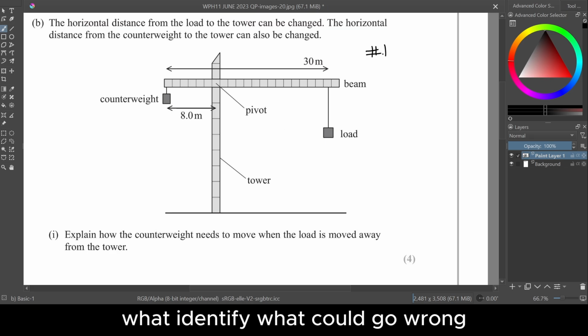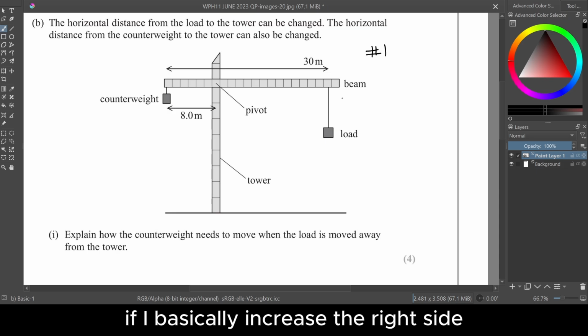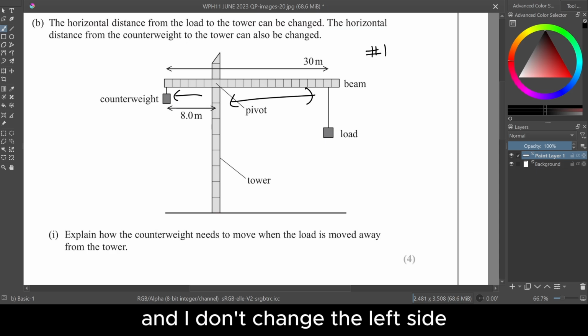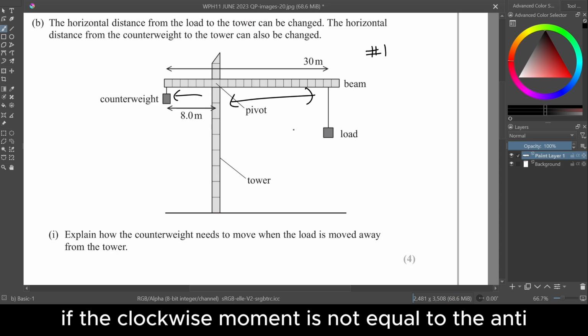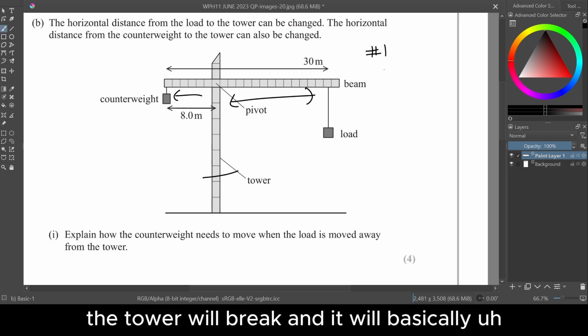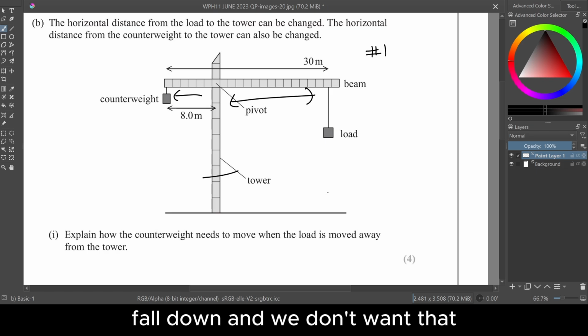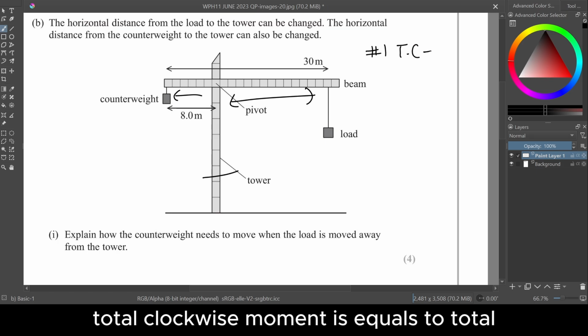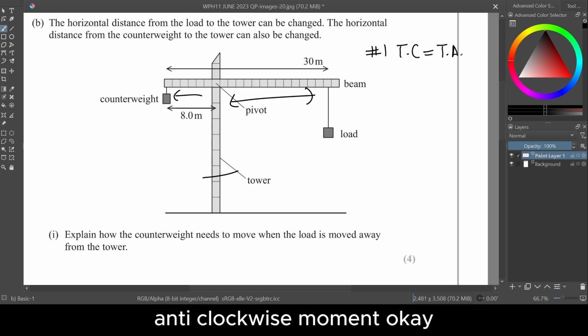Identify what could go wrong. If I increase the right side and I don't change the left side, if the clockwise movement is not equal to the anti-clockwise movement, then what will happen? The tower will break and it will fall down, and we don't want that. So the first thing we want is total clockwise moment equal to total anti-clockwise moment.